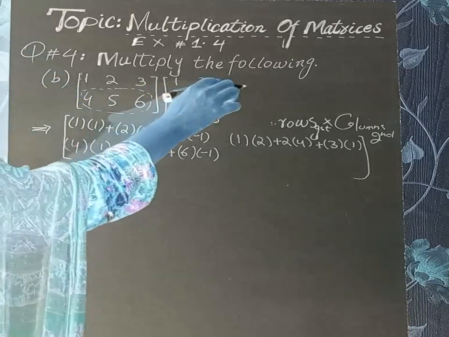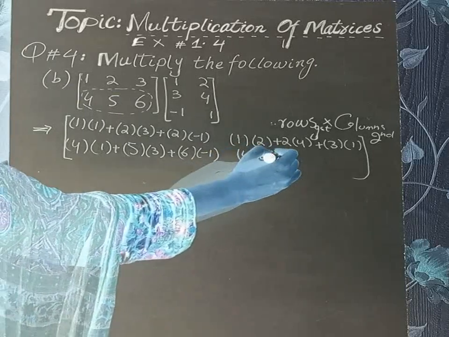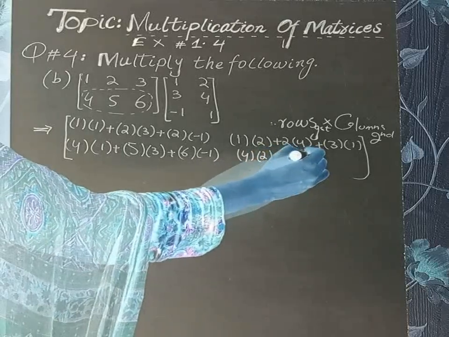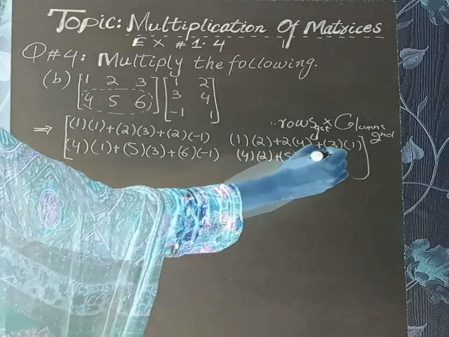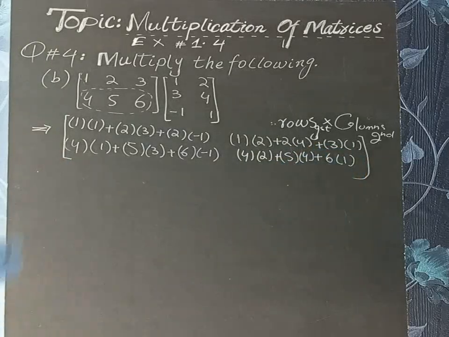4 multiplied by 2 plus 5 multiplied by 4 plus 6 multiplied by 1. Both rows we have multiplied now. Now we will simplify this.